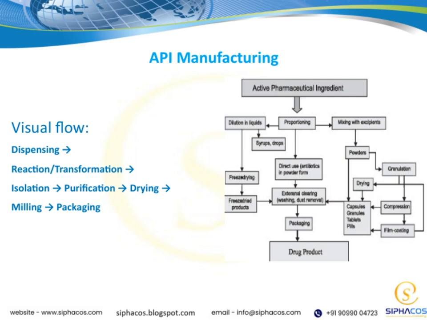After drying, milling reduces the particle size, which is crucial for consistent formulation and bioavailability. Finally, the API proceeds to packaging, where it is prepared for distribution. Each step in this flow is vital to ensure we produce high-quality, effective pharmaceutical ingredients, aligning with our overall goal of delivering safe and reliable medicines.